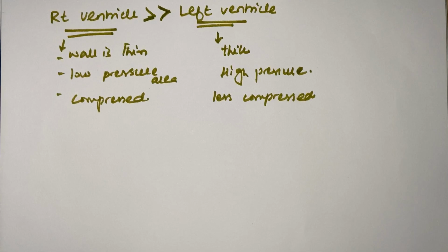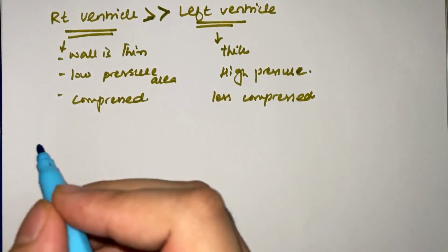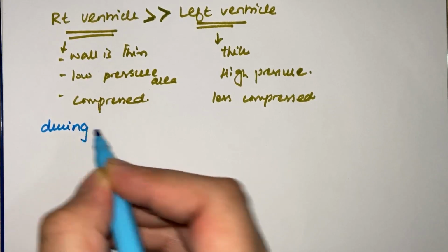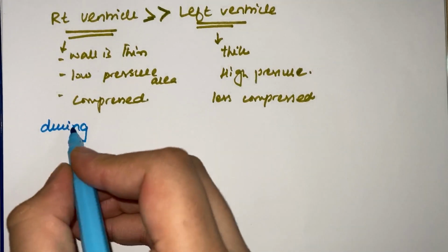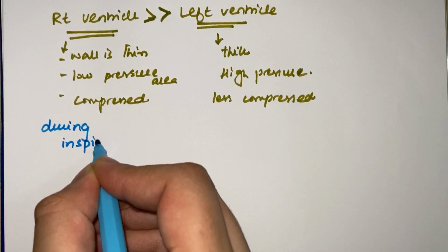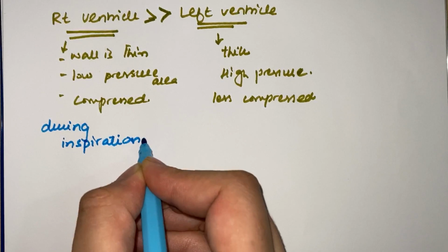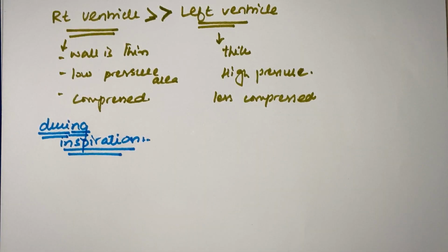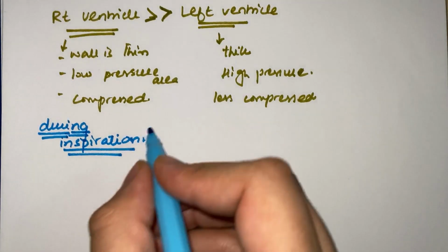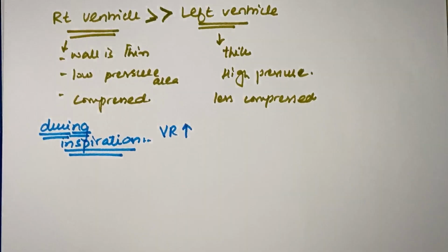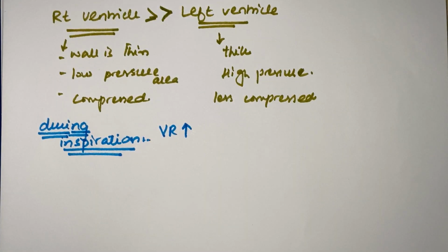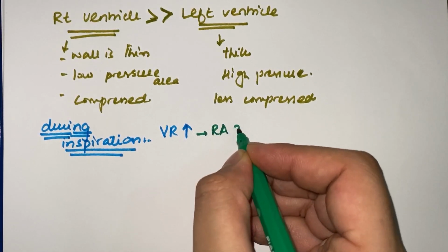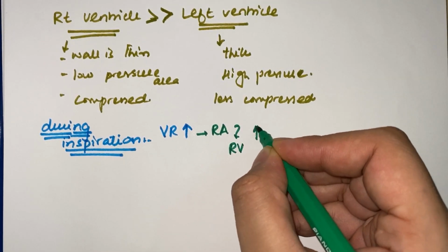Now, another important concept that I have repeated in a lot of my videos, so I'll just give a brief overview here, not in more detail. So, what happens during inspiration? Now, during inspiration, the blood flow, or you can say the venous return, I'll write with another marker so it's differentiated, the venous return coming to the right atrium, and hence the right ventricle, is increased.